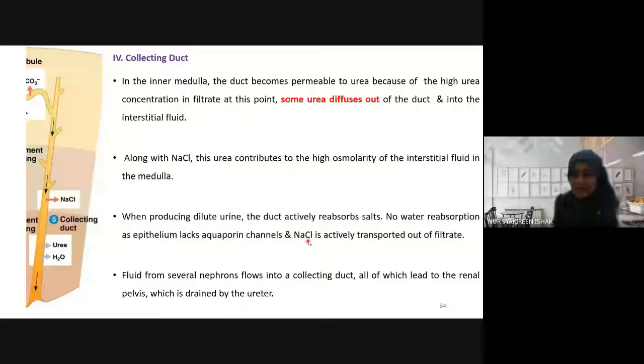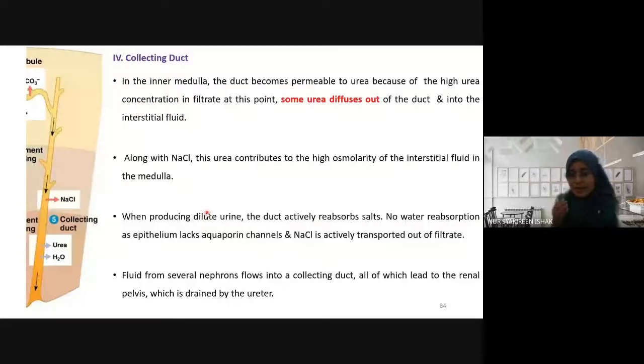Sodium chloride is actively transported out of the filtrate. Okay, so this is to produce diluted urine, to produce hypoosmotic urine. Kalau minum banyak air kan, if you for example drink a lot of water, so you will produce diluted urine.